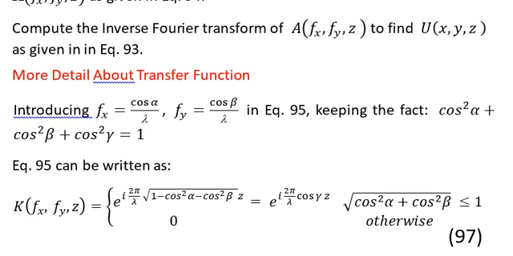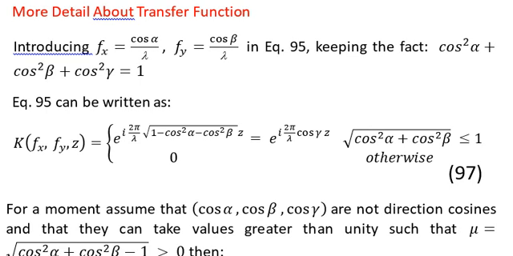Now let's discuss some more details about this transfer function. Introducing fx is equal to cos alpha over lambda, fy is equal to cos beta over lambda, and keeping the fact that cos square alpha plus cos square beta plus cos square gamma is equal to 1, we can write the above transfer function in the following form. That is, the capital K of fx comma fy comma z is equal to e to the power iota 2 pi over lambda, and within the square root we have 1 minus cos square alpha minus cos square beta, and outside this square root we have z multiplying to the exponent.